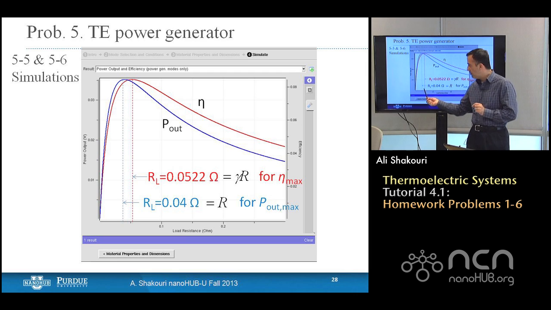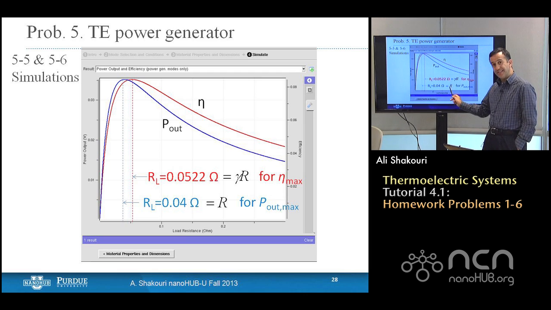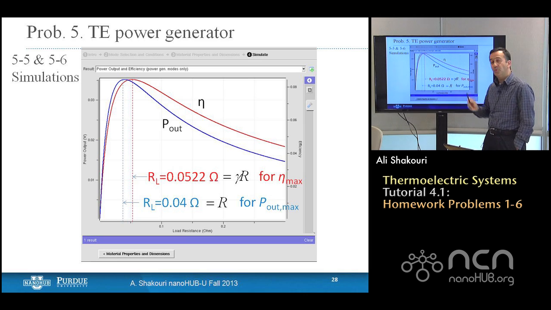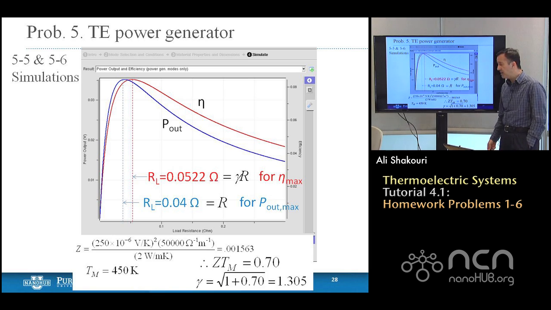So there is an optimum load resistance, and power out is maximized when load resistance equals internal resistance, in this case 0.04 ohm. But you see the efficiency has a peak which is slightly different, when the resistance is slightly higher, 0.0522 ohm. And this is exactly gamma times R for the ZT value that we put in. So you can see the optimum current, optimum loads for efficiency and power. You can even verify that.